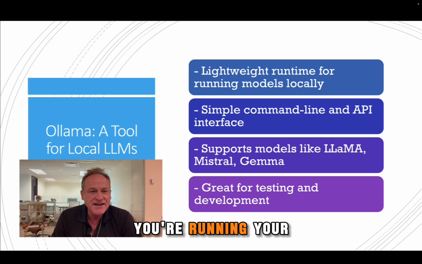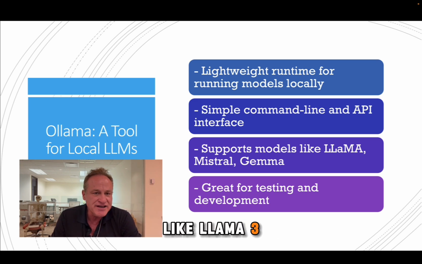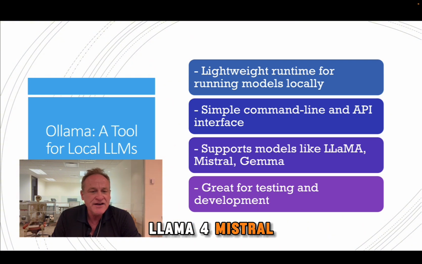Now, when you're running your local LLMs, it supports models like Llama 3, Llama 4, Mistral, Gemma, DeepSeek. So if you're running DeepSeek, you're running a reasoning model. And all of these models are available in two places. You can go to ollama.com and find the model there, or you can go to Hugging Face and find the models there.